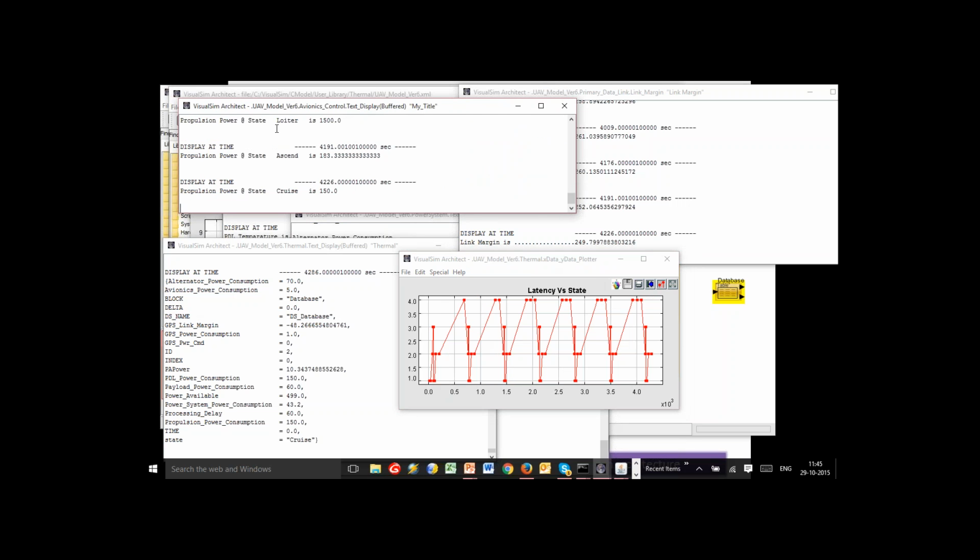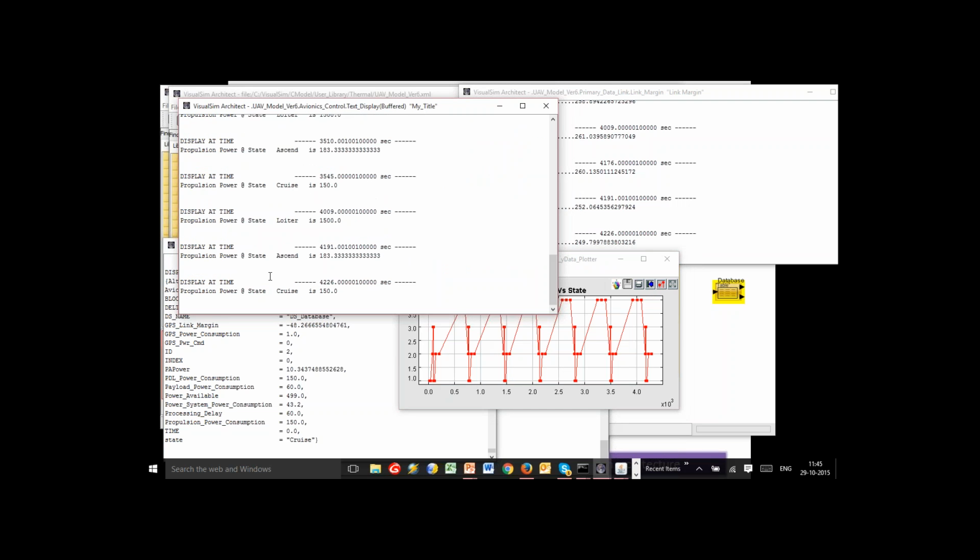Now, right over here shows you what is the power consumption over time for this particular design as well. And it shows you what its current state is and what the power consumption is in those different states. So you can actually combine your latency, your link margins, your power consumption, and possibly even your traces or your flow control to be able to evaluate what your system operation is.